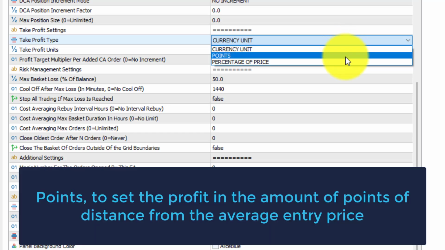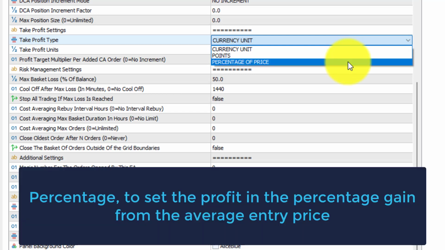Points. In this mode, GridX measures profit based on price distance. The basket will close when the price moves the desired points in favor of the average entry price. This is very precise for traders who think in terms of pips or points.